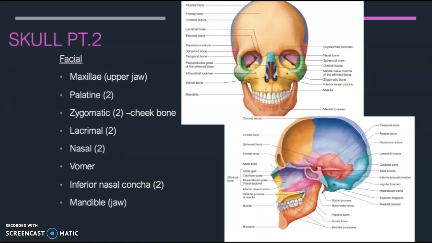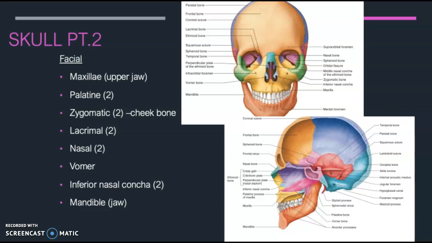Next we go on to facial. Facial has 14 parts, but it's not as many as you would think. It's just that some of them have 2 parts. So first we have the upper jaw, the palatine, the zygomatic, which is the cheekbone, the lacrimal, nasal, vomer, inferior nasal conchae, and mandible. All of these are labeled exactly where they are on the picture.